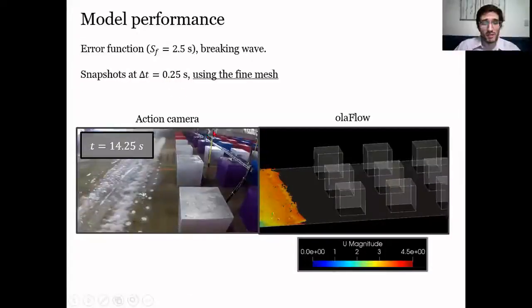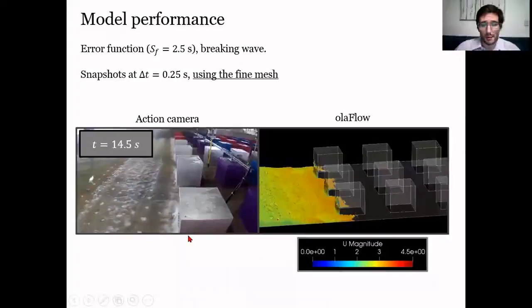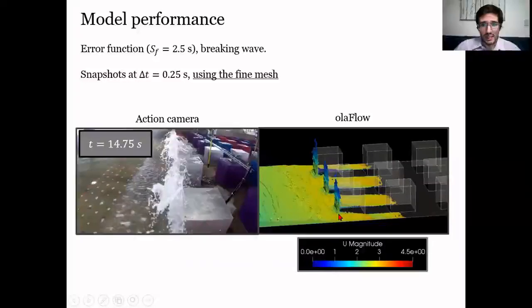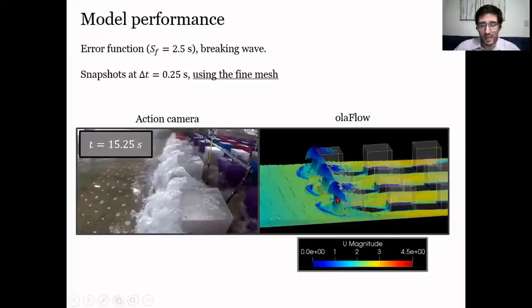The model performance in this figure can be seen visually. These are snapshots of the breaking wave condition. You can see that the model captures pretty well what happened in the laboratory. Here you can see the water rising up on the front of the first row. Also, the front of the bore is well captured by the model. The splashing apparently is well captured. Even some overtopping on the first row was well captured by the model.